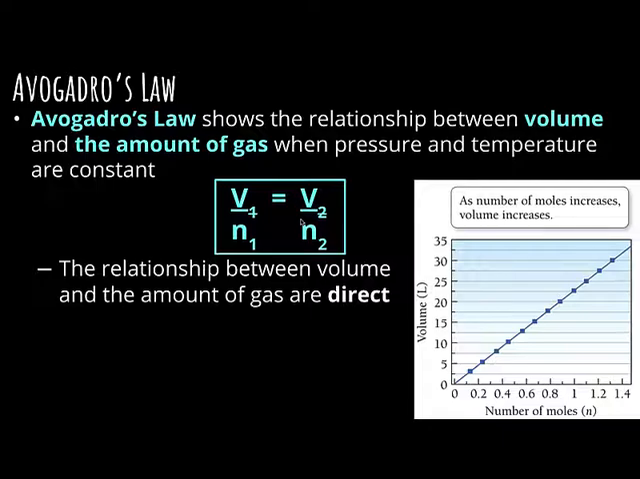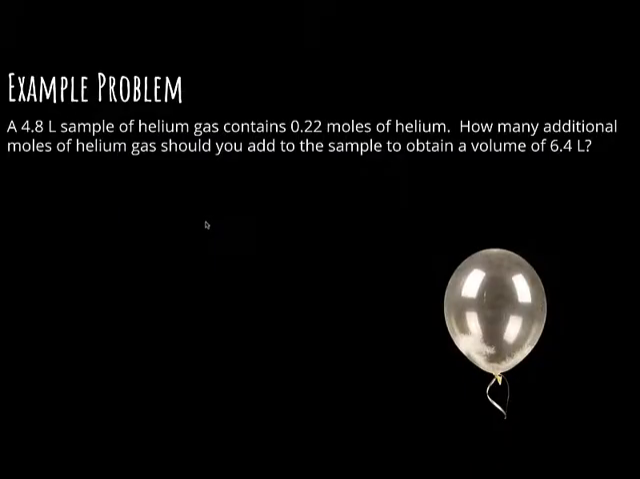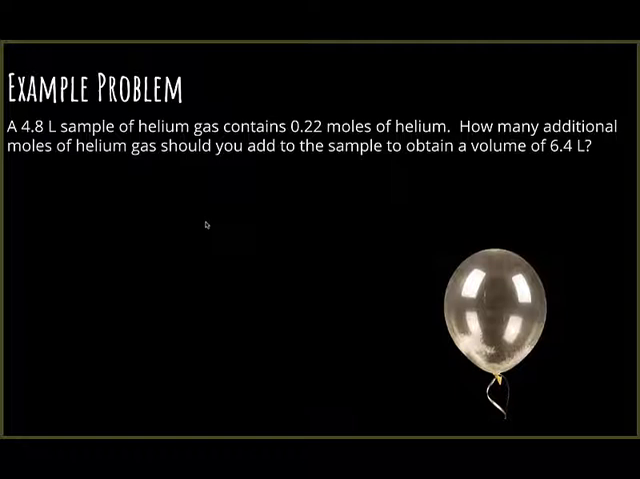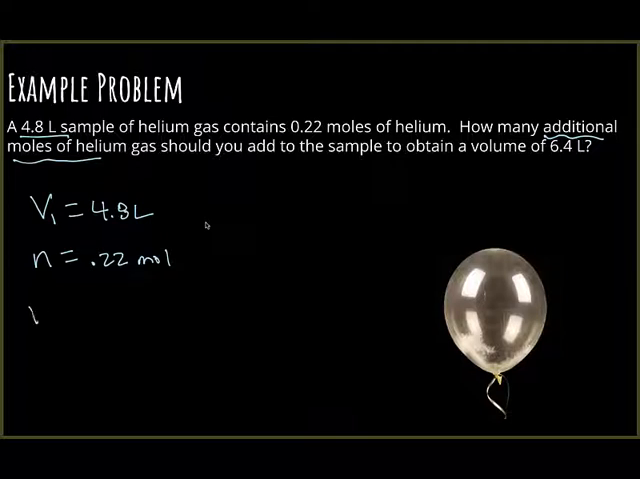So here's an example of this one. We have a 4.8 liter sample of helium gas. That's a volume, so that's my initial volume. And it contains 0.22 moles of helium. I want to know how many additional moles of helium need to be added to get a new volume of 6.4 liters. So I'm looking for N2.